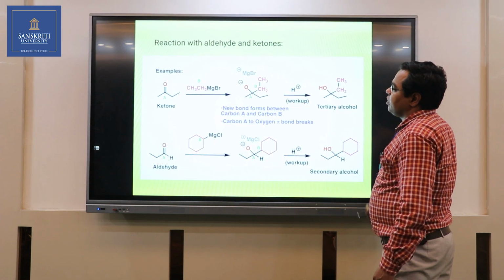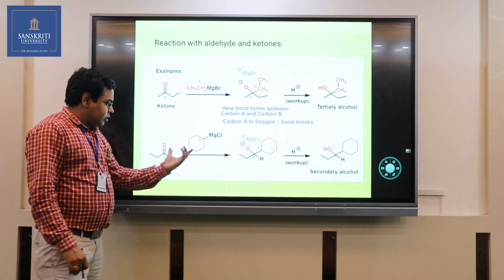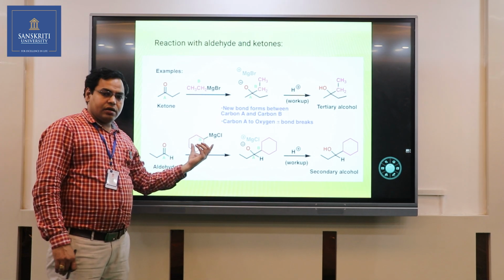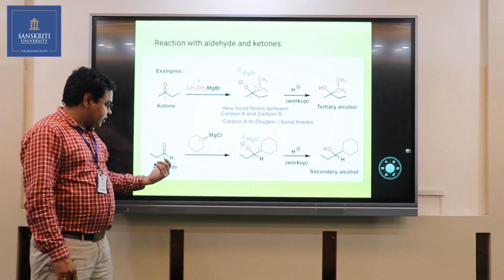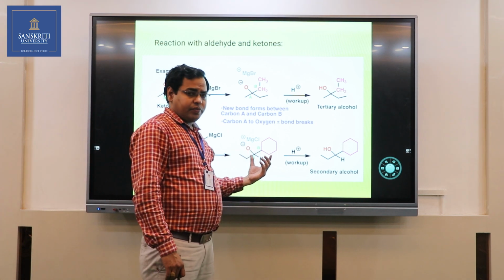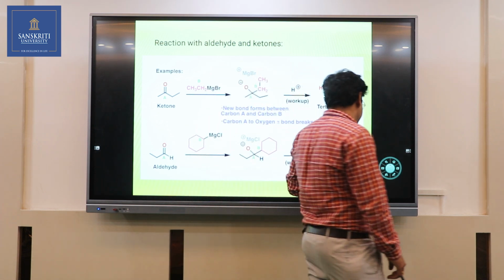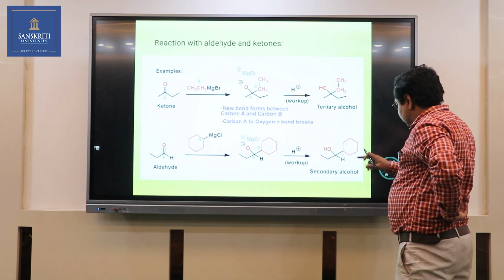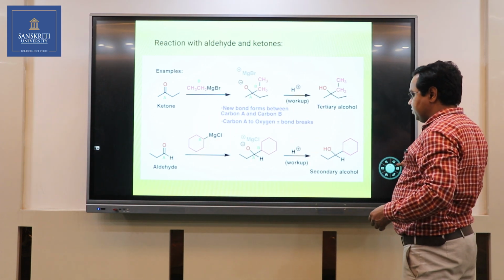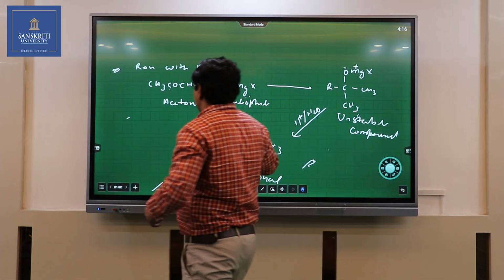This is the reaction with aldehyde. Here, aryl magnesium chloride is reacted with aldehyde, which gives the intermediate compound. Finally we get the secondary alcohol. Here we understand from this mechanism, with aldehyde.